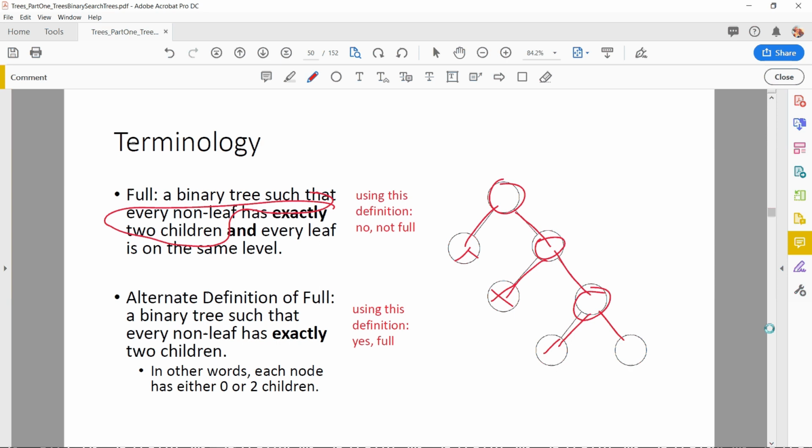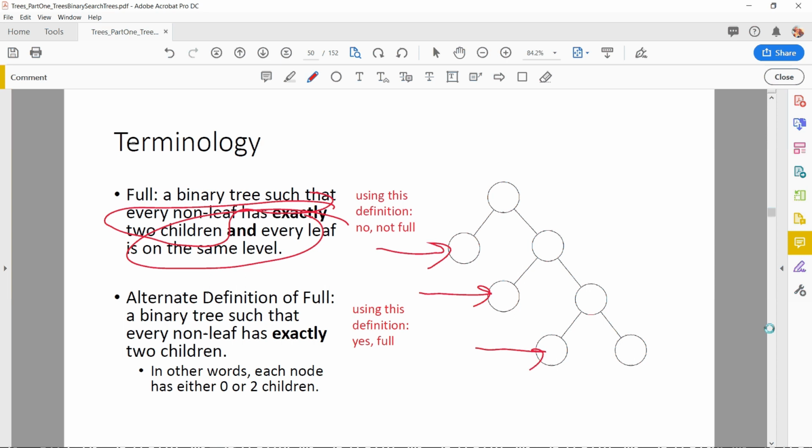But is the second part of the first definition true? Is it true that every leaf is on the same level? Well, no, that's not true. Here's a leaf on this level. Here's a leaf on this level. Here's a leaf on this level. Here's a leaf on that same level. So using the first definition, no, this tree would not be full. But using the second definition, yes, this tree would be full, because the second definition only requires that first part, that every non-leaf has two children.